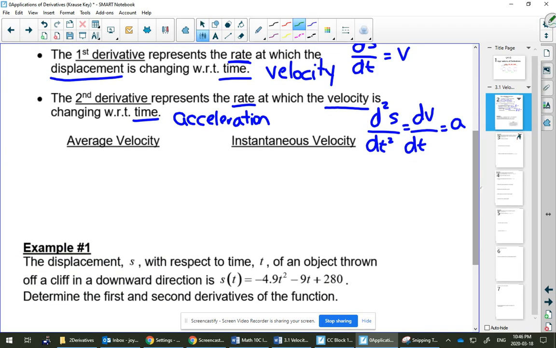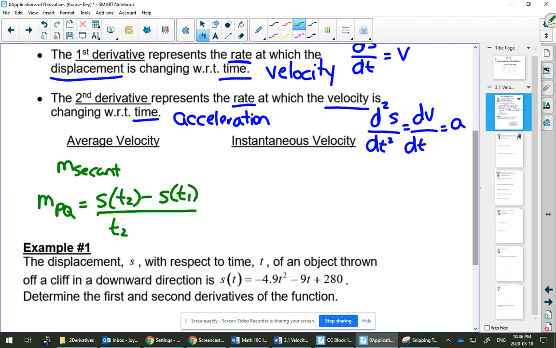If we go back to some previous lessons, just a reminder that when we're talking about average velocity, this is going to be the slope of the secant line. The slope from point P to Q would be your position at time 2 minus your position at time 1, all over time 2 minus time 1. So that's basically your slope, y2 minus y1 over x2 minus x1, but we're writing it in terms of velocity and slope.